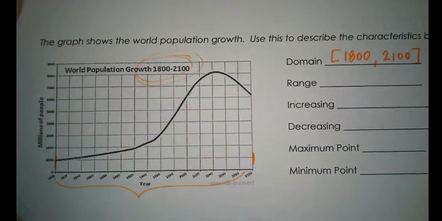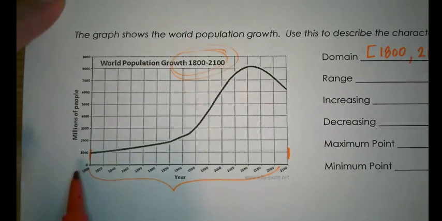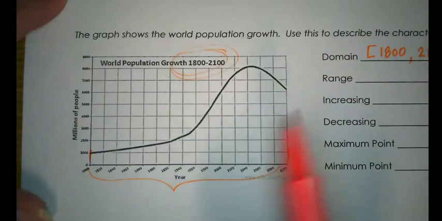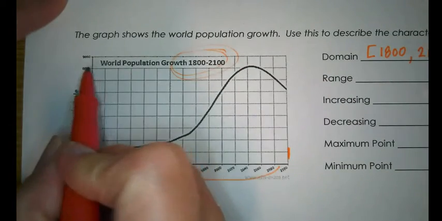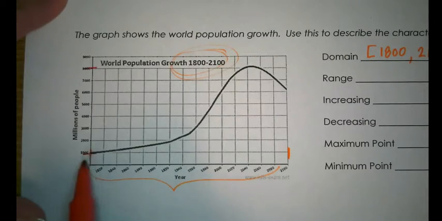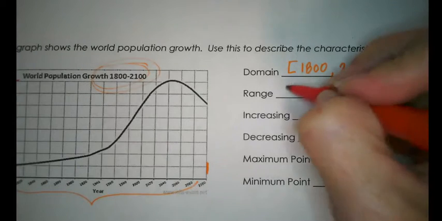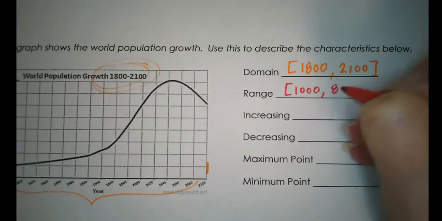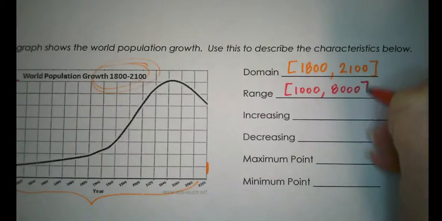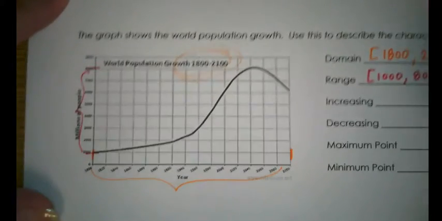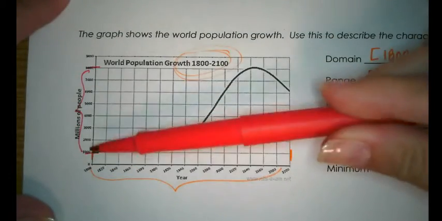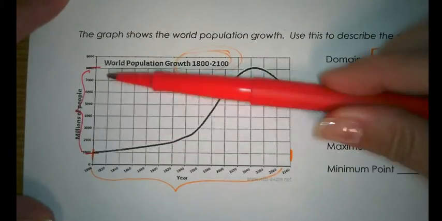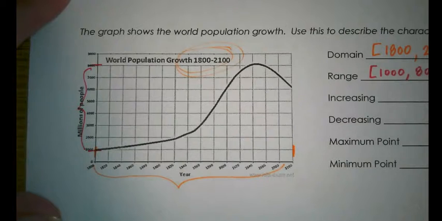All right, our range is along the y-axis. And again, the graph goes from 0 to 9,000, but our data looks like it goes from about 1,000 to 8,000. So our range is 1,000 to 8,000. That's the data for the millions of people in the world population.